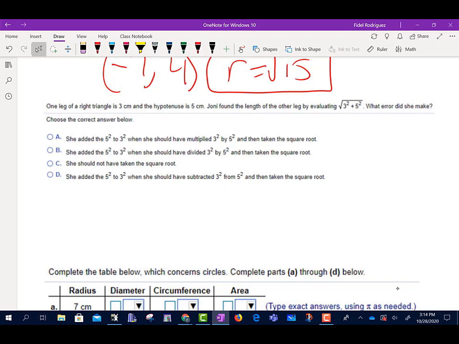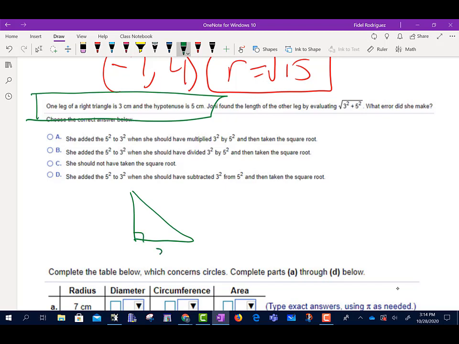One leg of a right triangle is 3 centimeters and the hypotenuse is 5. Joni found the length of the other side by evaluating the square root of 3 squared plus 5 squared. What error did she make? Let's take a look at the problem. We have a leg of a right triangle, and we know one of those sides is 3, and the hypotenuse is 5. If we're trying to find this distance here, wouldn't we say x squared plus 3 squared equals 5 squared? This is how we would set it up. And notice what she's doing here.